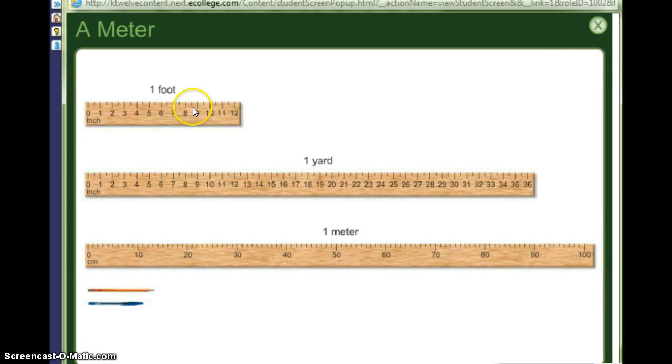So just so you have an idea, that's how big a foot is. A yard is 3 feet. A meter is a couple of inches bigger than a yard. So if you go the distance between your shoulder to your fingertips, that's probably pretty close, depending how tall you are.